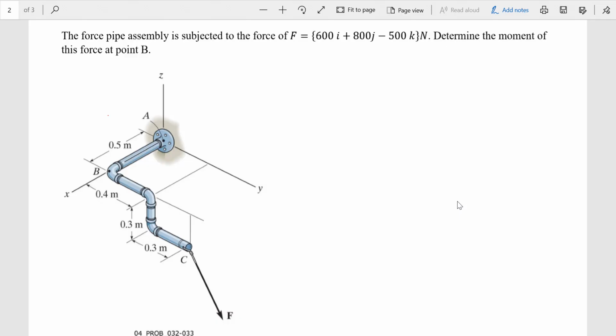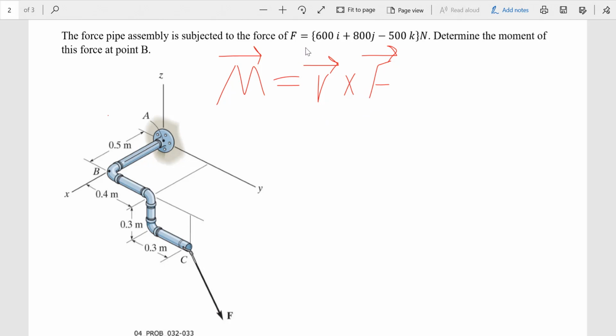Hello everyone. In this problem, we are going to find the moment of force F about point B. The moment equation tells us that the moment is R cross F. And as we discussed, R cross F is not the same as F cross R. So we need two vectors, the position vector R and the force F.